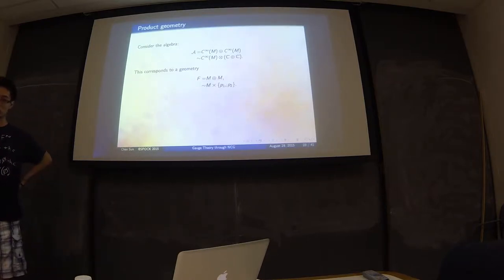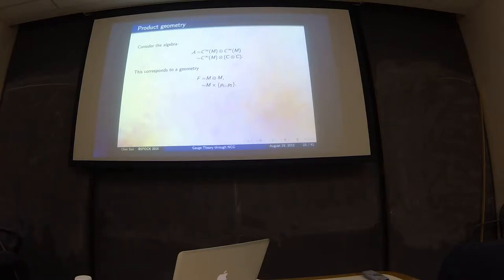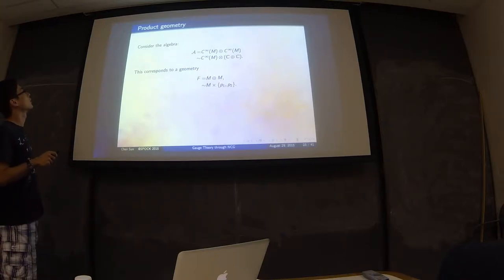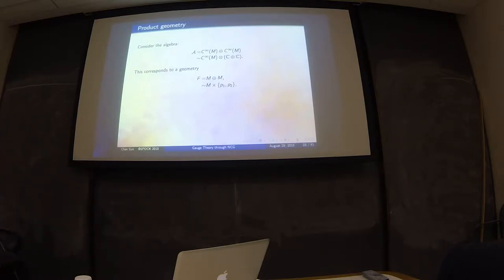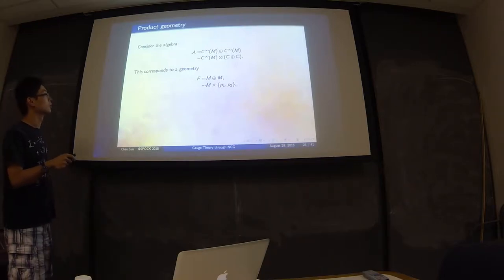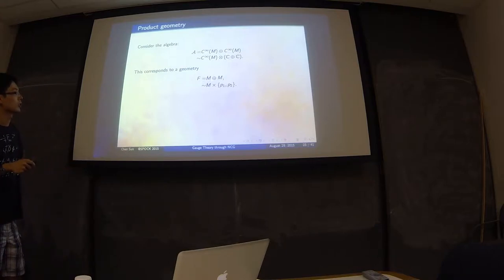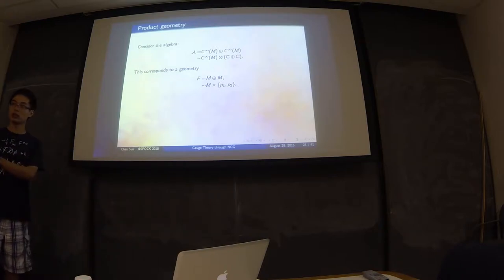Although it's derived from the spectral action. So let's look at the product geometry. When I say product geometry, I mean we can take the algebra, for example in this case, smooth functions plus smooth functions, as the smooth functions cross C plus C. So what does this mean? Geometrically, it's something like the base manifold cross the two-point space. So it's like a two-sheet structure.